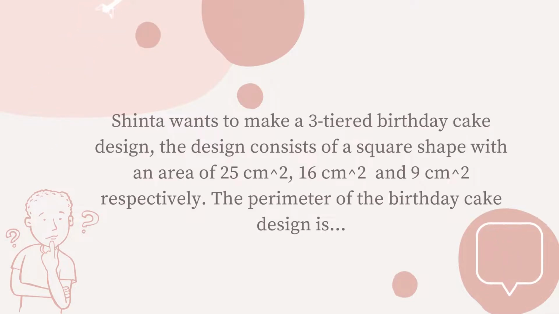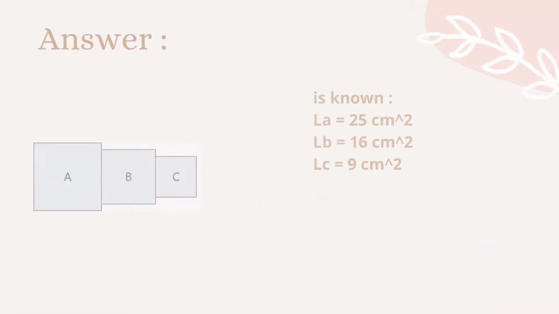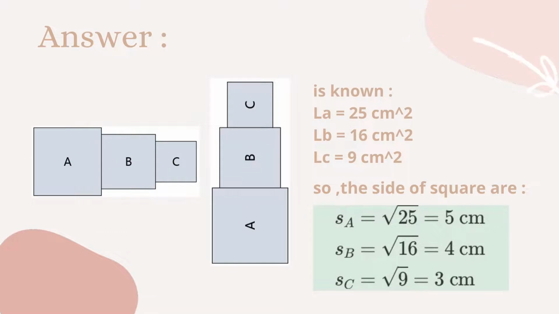Now we know how to find the area of the square, the side of the square, and the perimeter of the square. So, we can answer this question. From this question, what we know is that Sinta made a 3-tiered and square-shaped birthday cake design. And the question is, what is the perimeter of the birthday cake design? From that question, we can draw the birthday cake design like this. To find the perimeter of a square, we must know each side of the square.